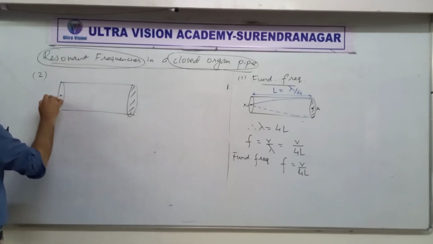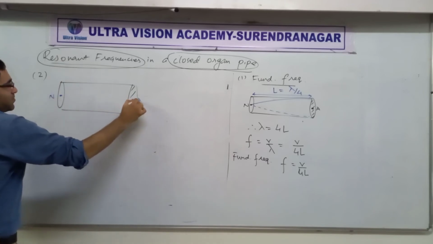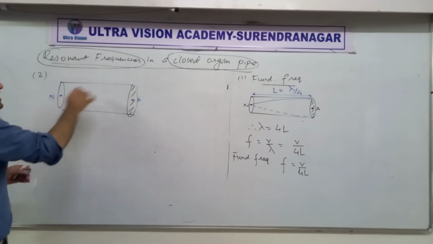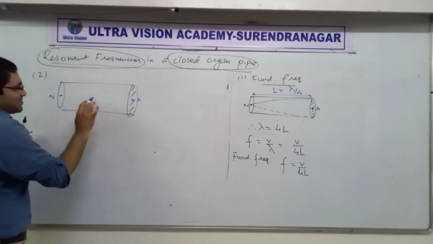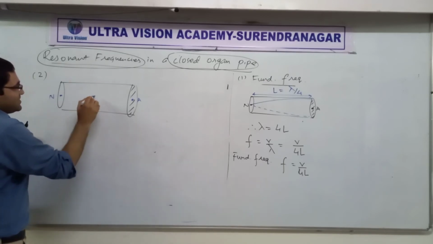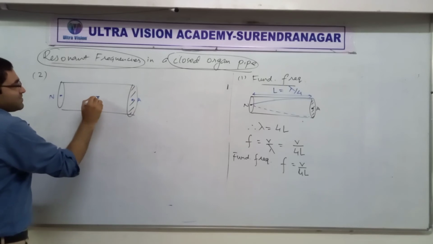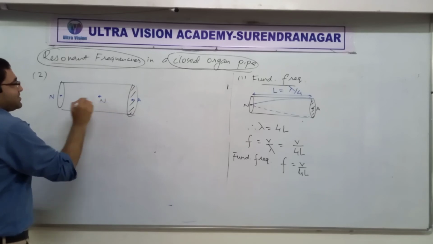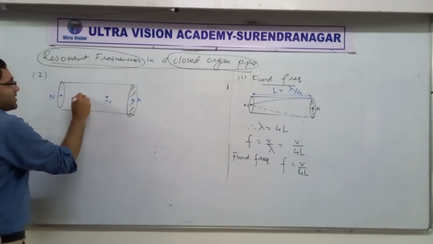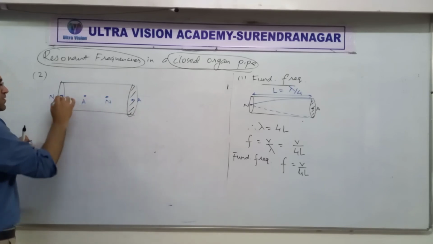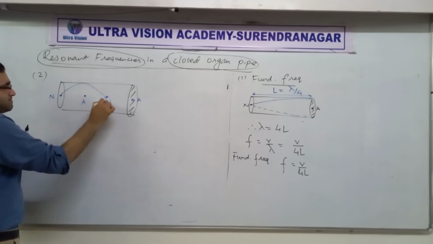Again, draw diagrams, don't be lazy. So here is a node, here should be antinode. This time we will draw it like this. Excuse me if I get it wrong. There will be one node here and one antinode here. It will be like this. Now how to do it? Have a look.